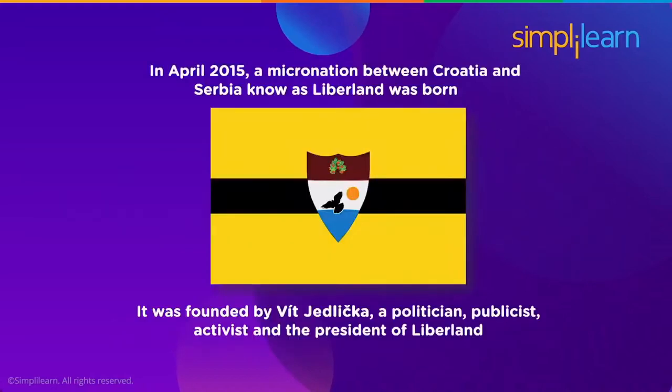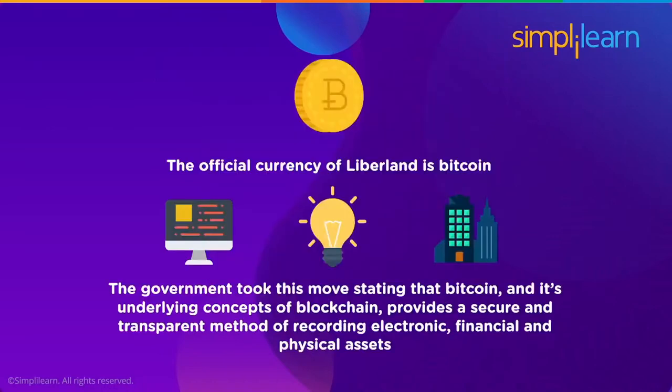Liberland. Now, in April 2015, a micronation between Croatia and Serbia known as Liberland was born. Now, this was founded by Vit Jedlička, a politician, publicist, activist, and the president of Liberland. Now, the official currency of Liberland is Bitcoin. Now, the government took this move believing that Bitcoin and its underlying concepts of blockchain provides a secure and transparent method for recording electronic, financial, and physical assets.